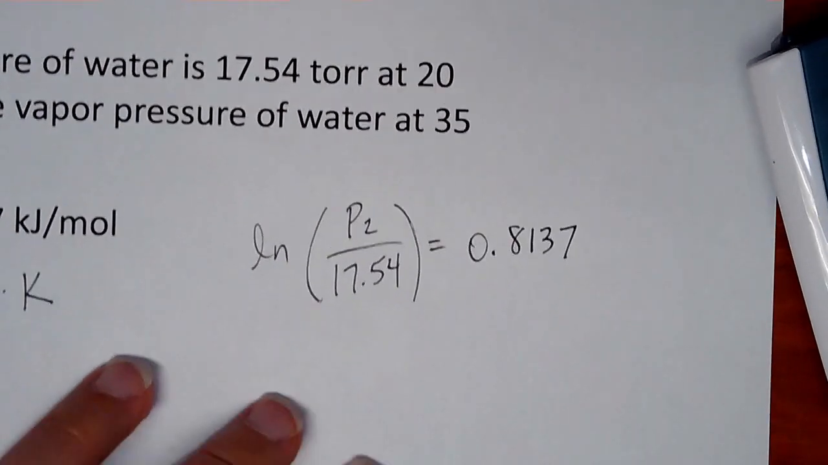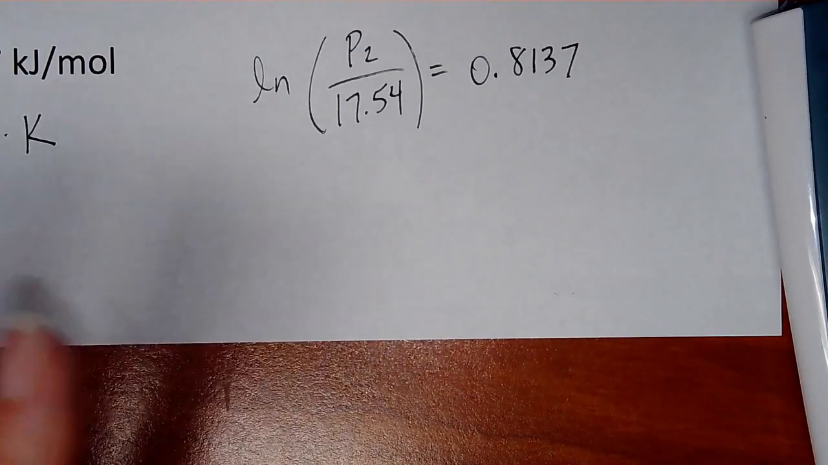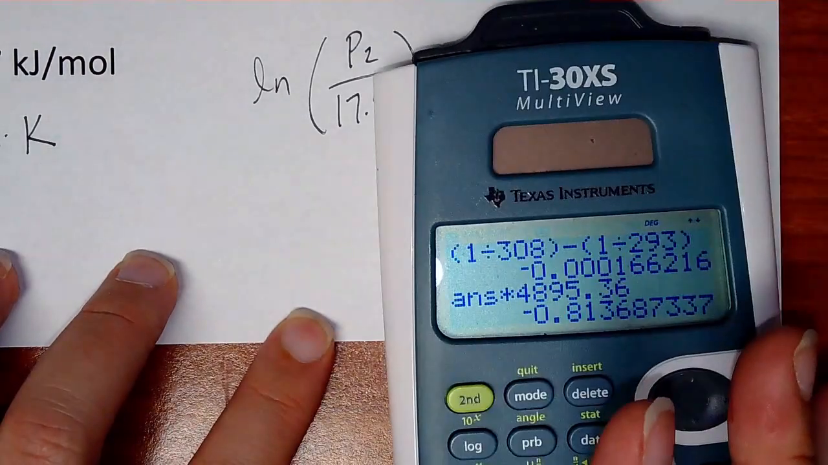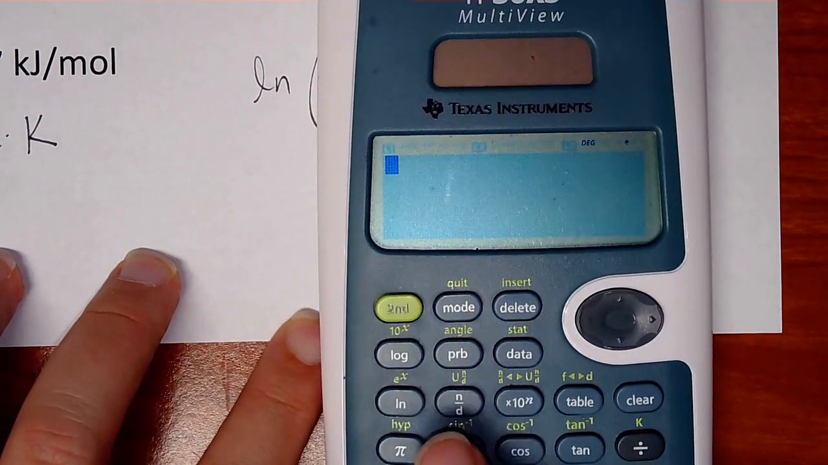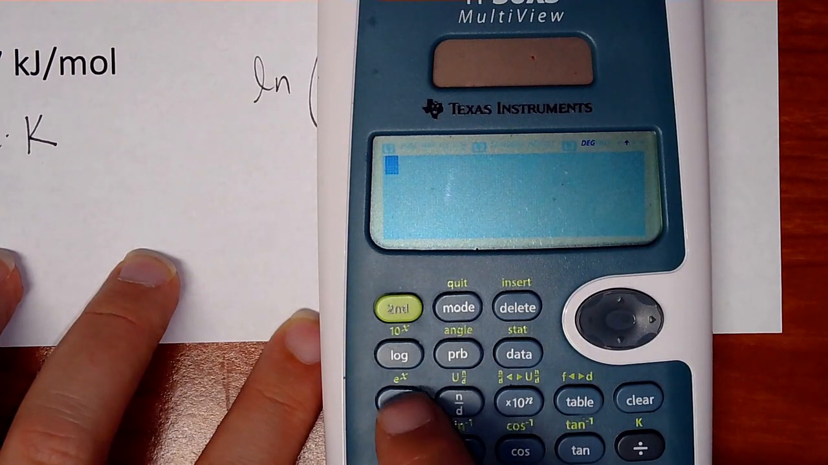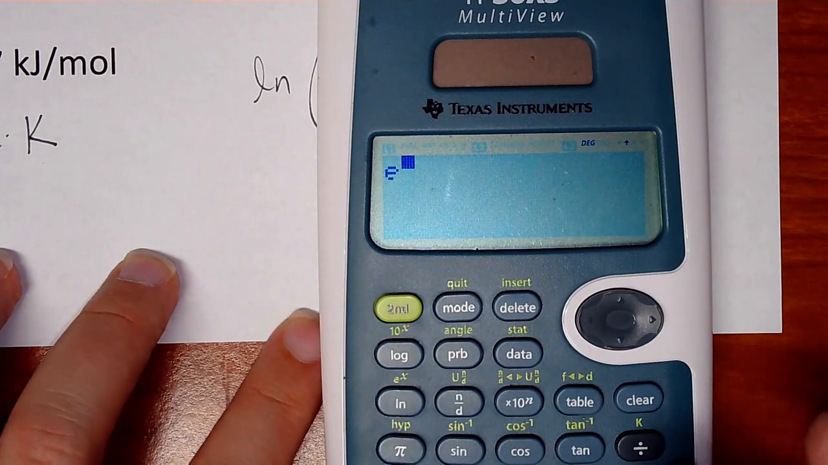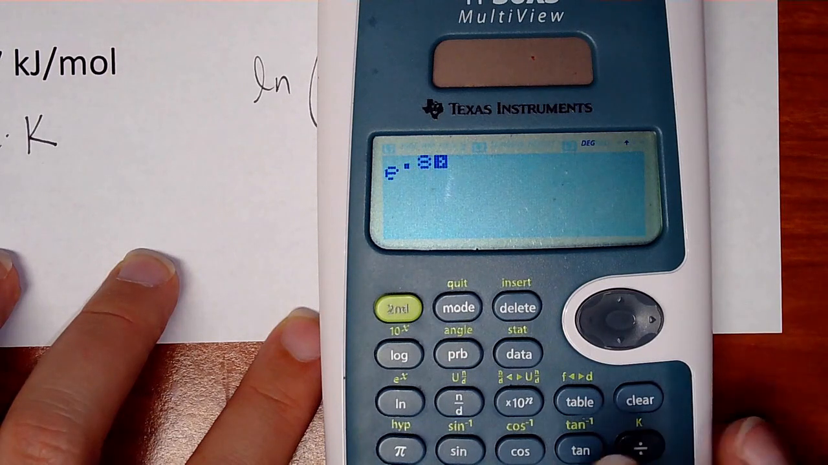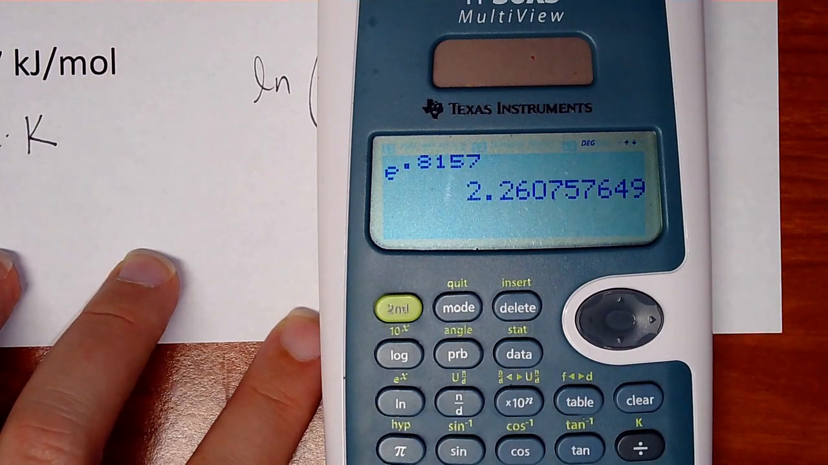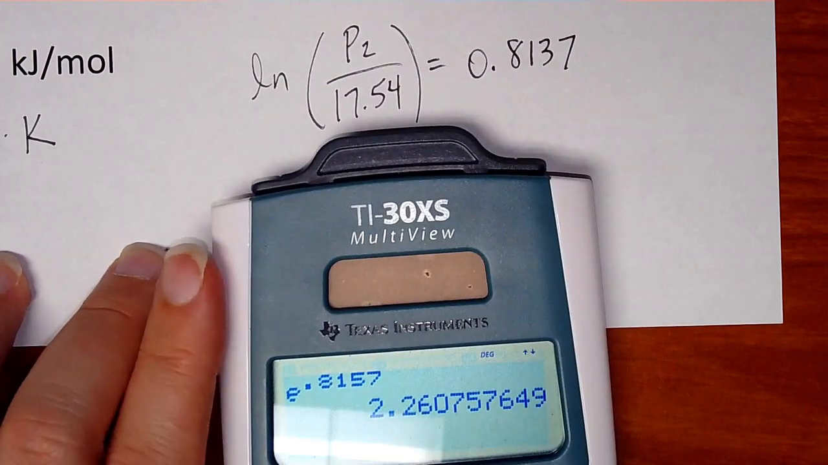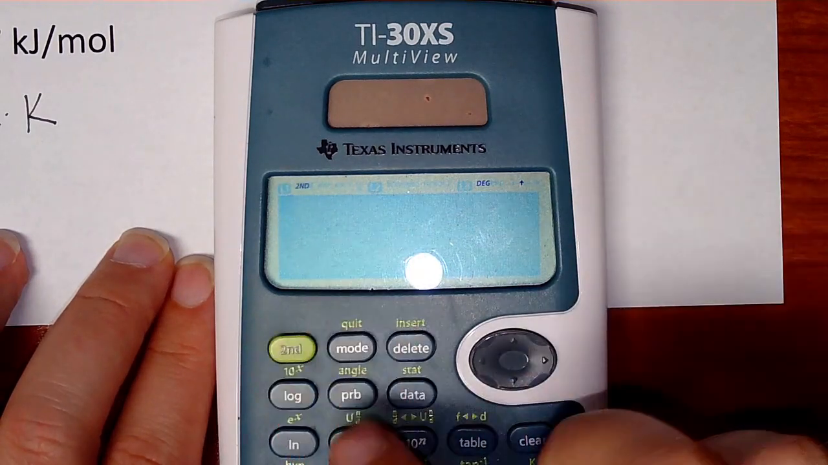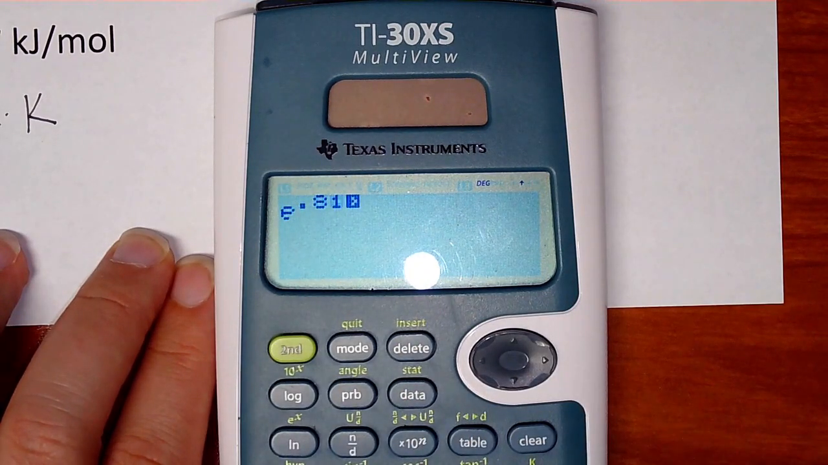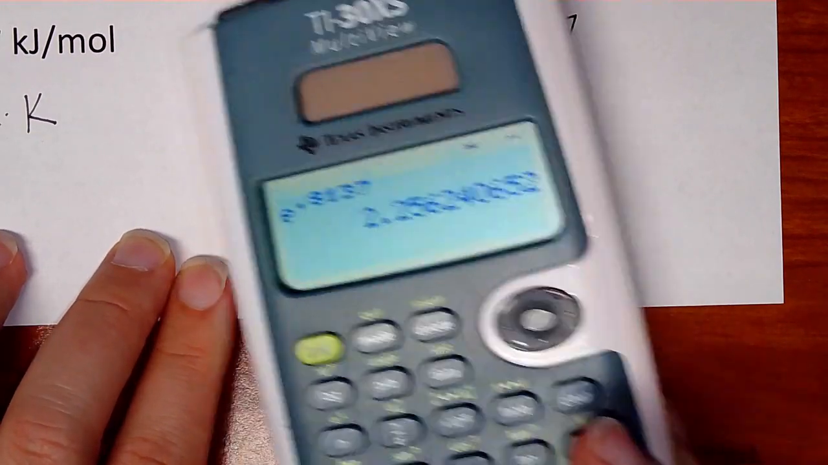And now, how do we get rid of natural log? We have to use base E. So if you look on your calculator, on mine I have an ln button here, and above it is my base E. So if I do second ln, it gives me the base E. Then I'm doing my value, 0.8137. I get 2.256.